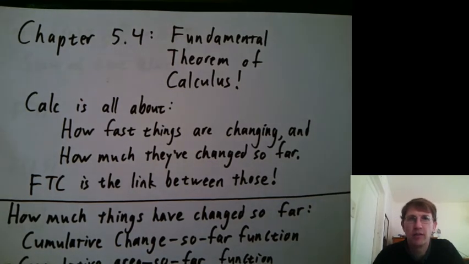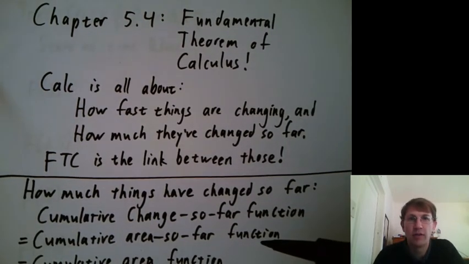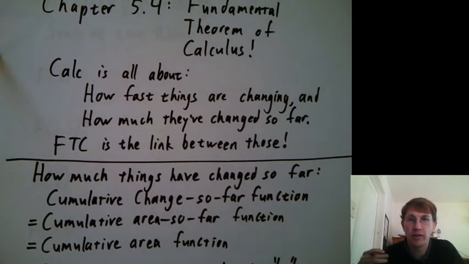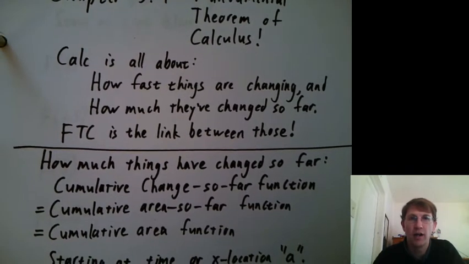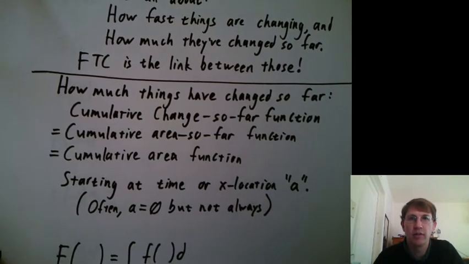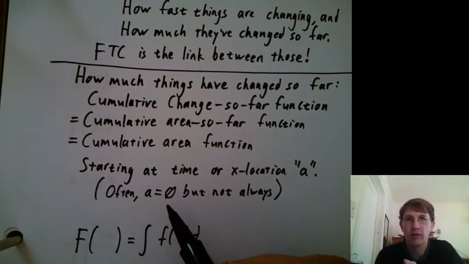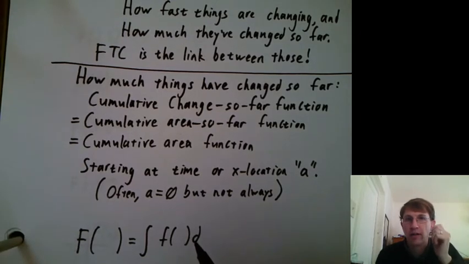But let's define something new called the cumulative change so far function. Or you could abbreviate to say the cumulative area so far function, or you could call it the cumulative area function if you really like that area metaphor for keeping track of changes. So we want to say starting at a particular time or location, which we'll call A, and often A is 0, like starting at time 0, but not always. Let's add up all these box areas where each box area is the height times the width, and that will tell us how much things have changed so far.